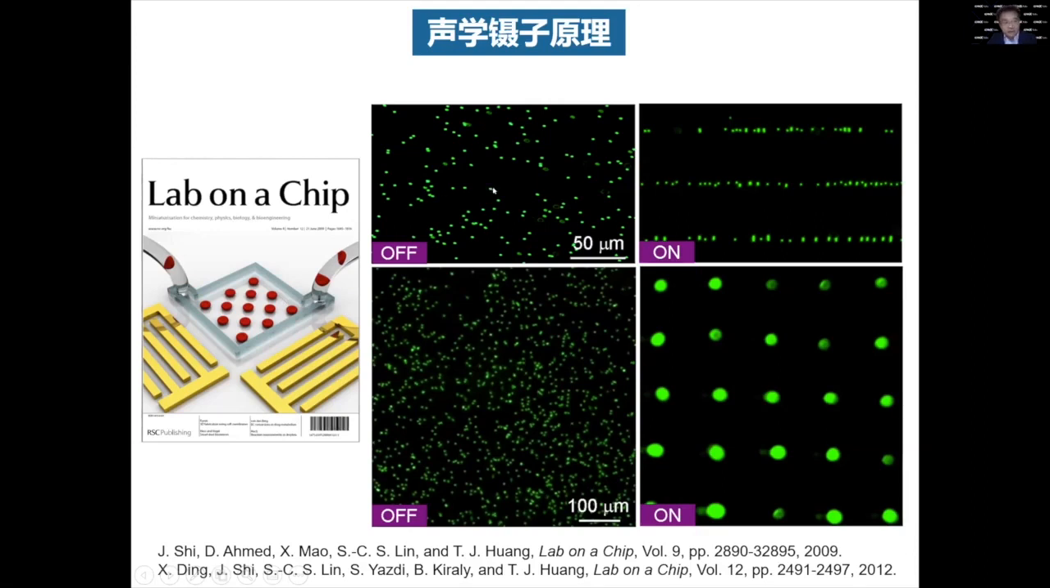The device works as expected. When the acoustic wave is off, we can see the particles or cells are randomly distributed. Once we turn it on, we can form a pattern. We can form a one-dimensional pattern or a two-dimensional pattern. We can turn the pattern on and off. We can also change the pattern.